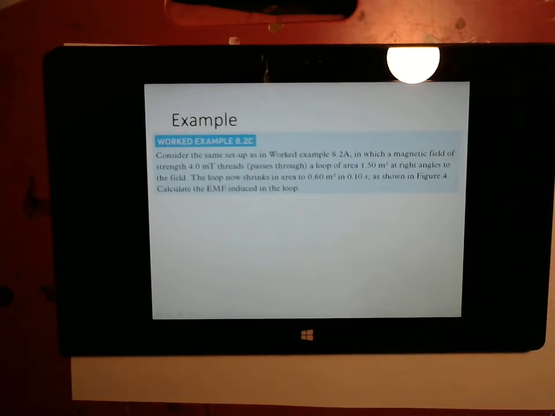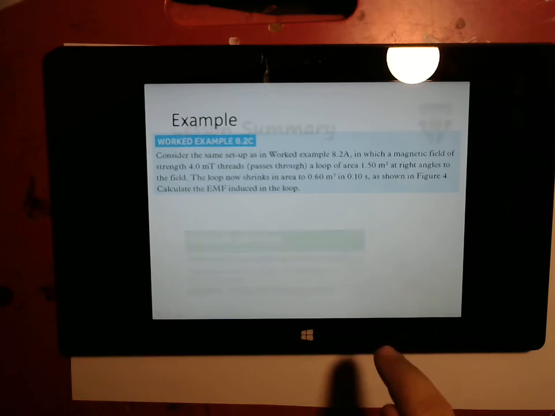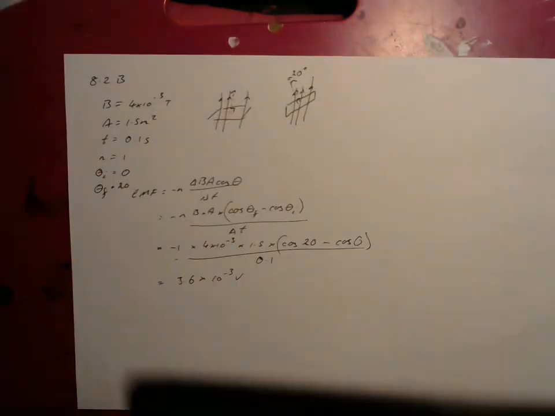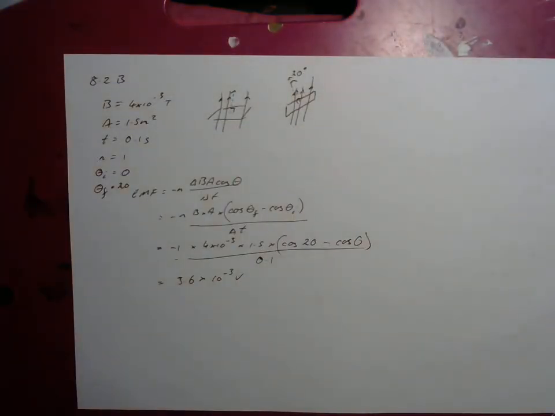And our last example, same setup. The magnetic field is 4 millitesla, passes through 1.5 meters squared at right angles. The loop shrinks to 0.6 meters squared in 0.1 seconds. Calculate the EMF. No, I didn't put the picture on this one. This one should be pretty easy to visualize. We're just making the area smaller. Calculate the EMF in the loop.